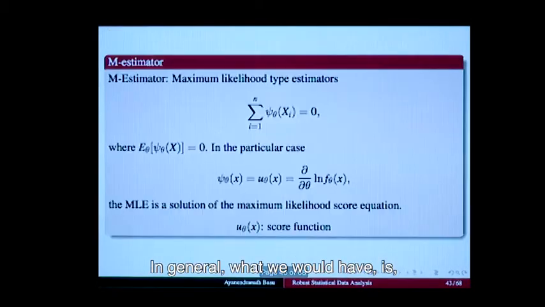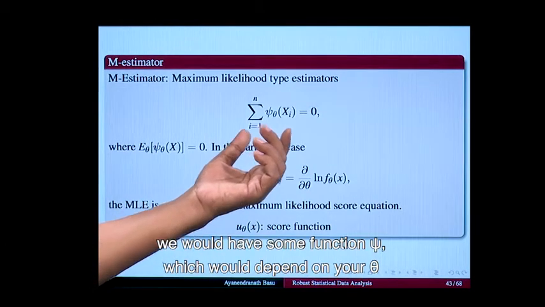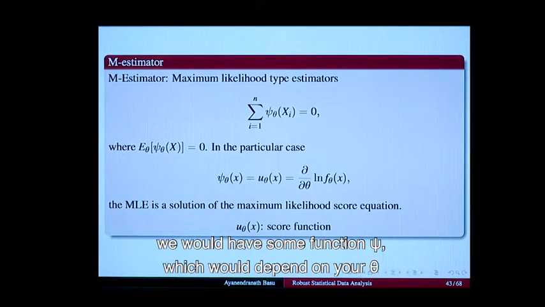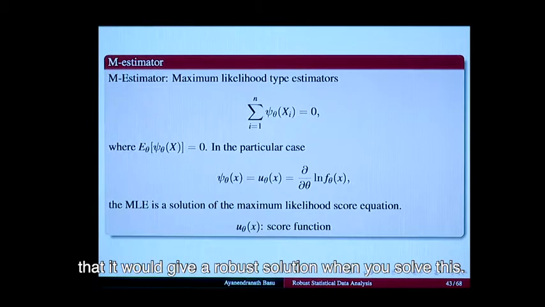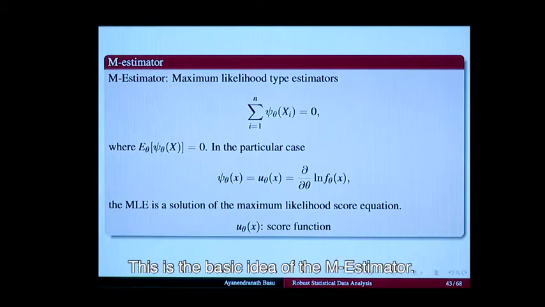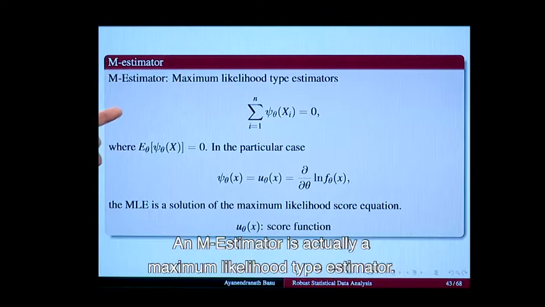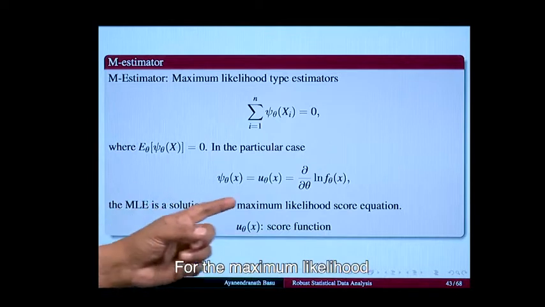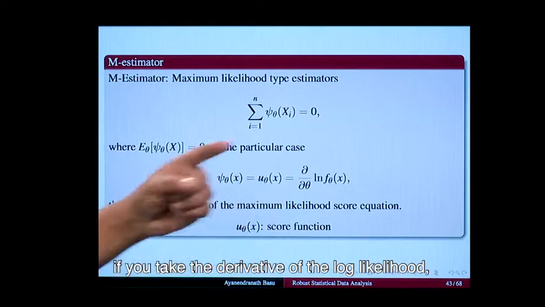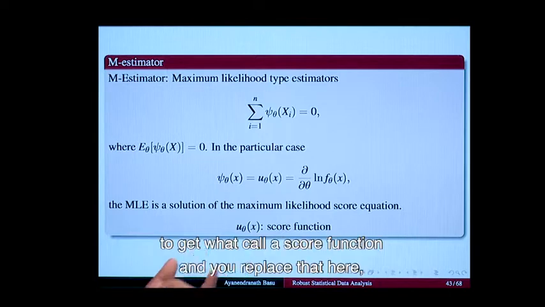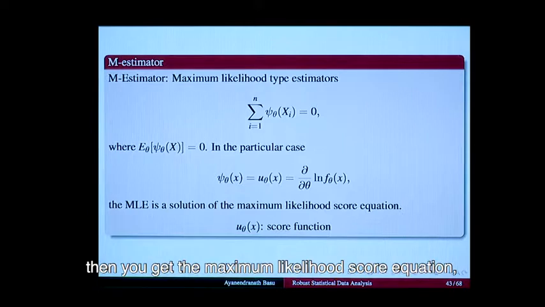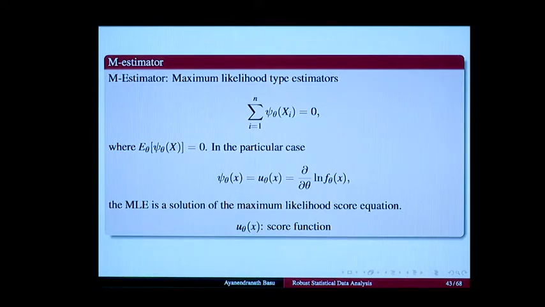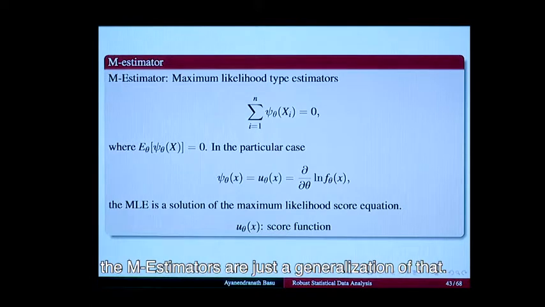In general, what we would have is some function psi which would depend on your theta and your x and would be devised in such a way that it would give a robust solution when you solve this. This is the basic idea of the M estimator. An M estimator is actually a maximum likelihood type estimator. For the maximum likelihood, if you take the derivative of the log likelihood, to get what we call the score function, and you replace that here, then you get the maximum likelihood score equation. The M estimators are just a generalization of that.